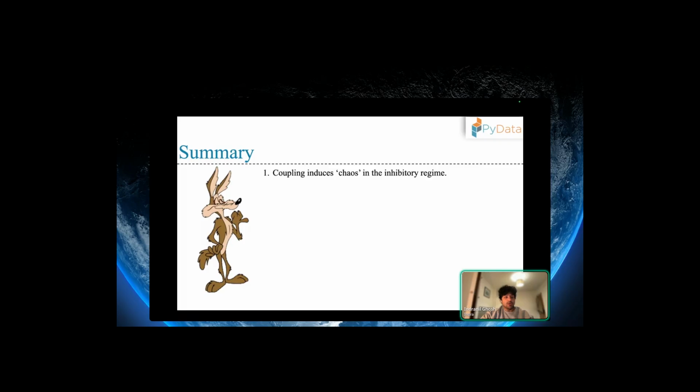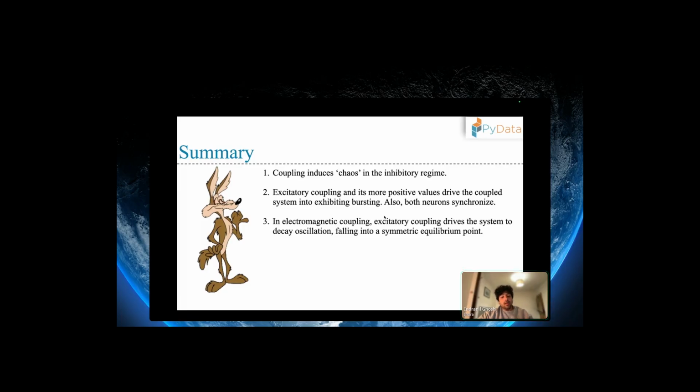A bit of summary, and again, excuse my use of cartoons. We used coupling and saw different coupling strategies, and we saw that coupling induces chaos in the inhibitory regime. Now, excitatory coupling, when the coupling strength is positive, and its more positive values drive the coupled system into exhibiting bursting, which is a normal neuron behavior, and also both neurons synchronize.